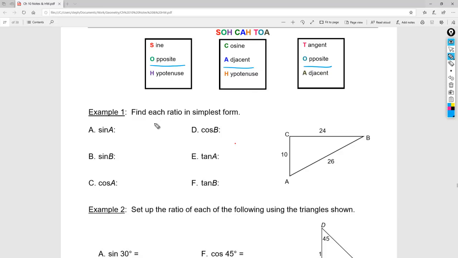Alright, so let's do our first example. We want to find each ratio in simplest form. So first off, I'm starting off with sine of A. So I'm looking for angle A. I see angle A right here. I want opposite, so 24, divided by hypotenuse, so 26. Alright, and we're going to reduce that to 12 over 13.